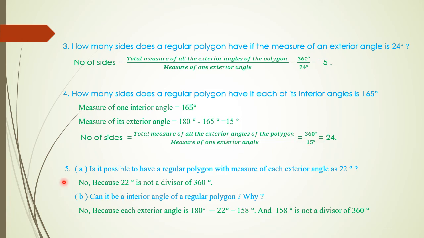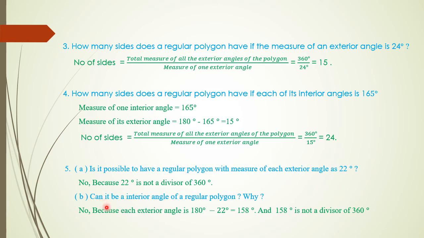Question number 5. Is it possible to have a regular polygon with measure of each exterior angle as 22 degree? Children, here it is not possible because if we have the measure of exterior angle 22 degree, we cannot divide 360 degree by 22 degree. So it is not possible to have a polygon with exterior angle 22 degree.